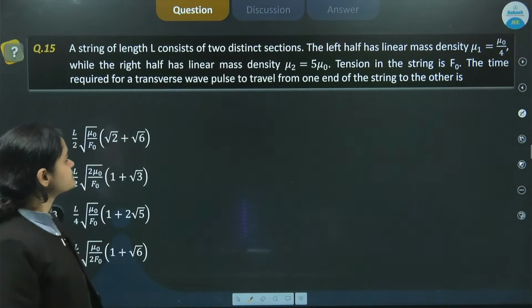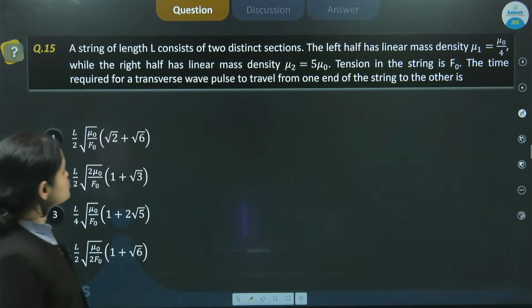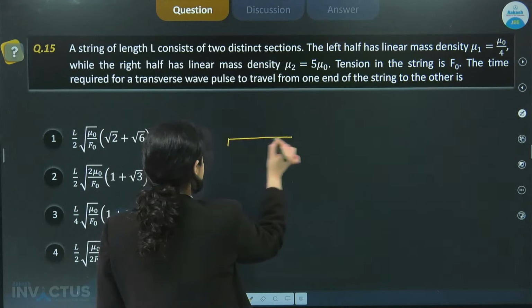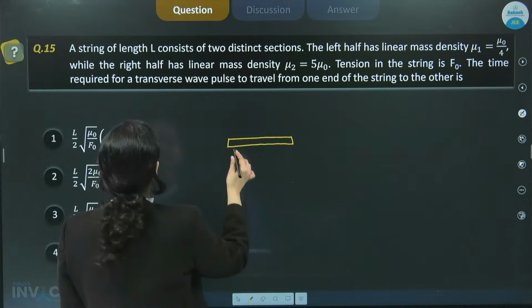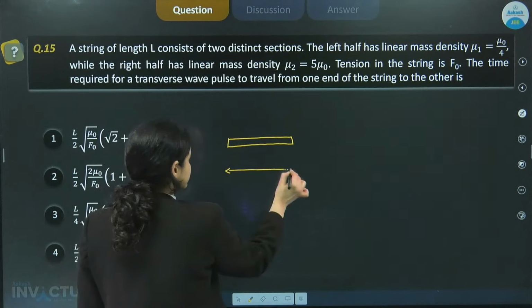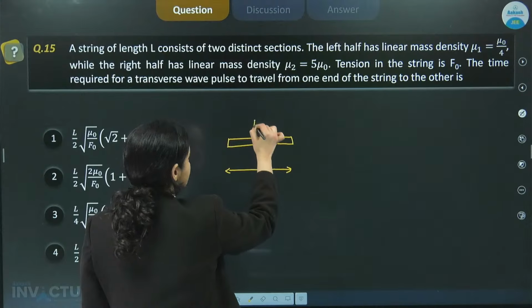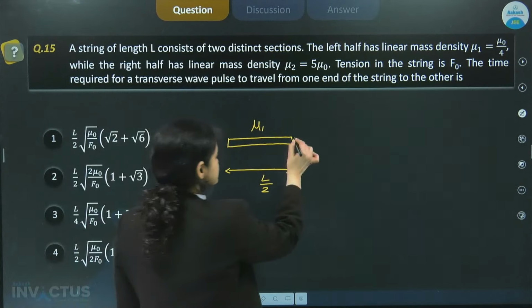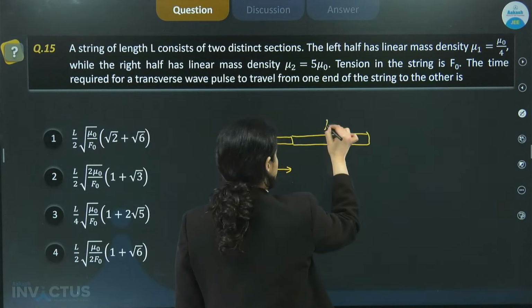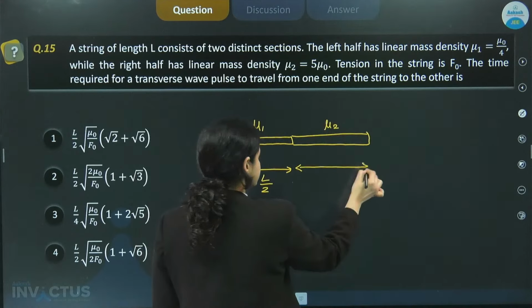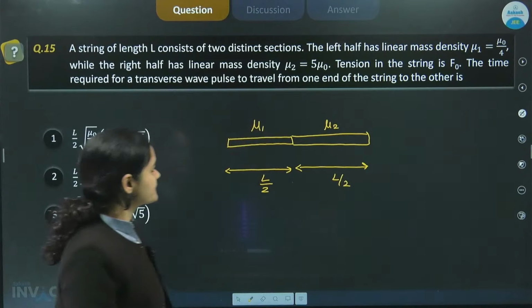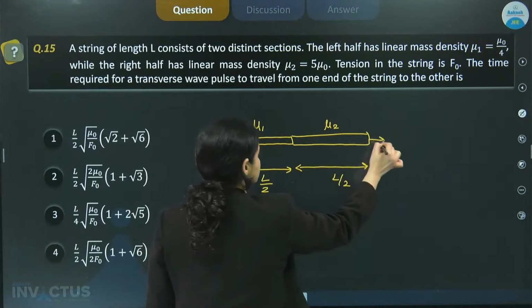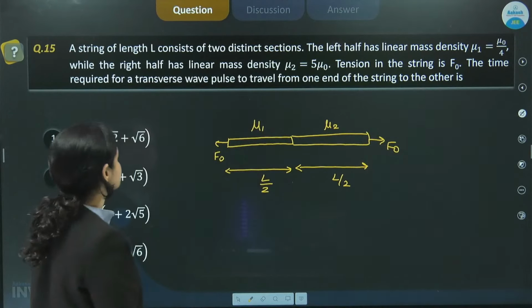Question number 15. So it's a string which consists of two different sections, two distinct sections. एक section ये है length. Alright, तो ये L by 2 length का है. इसका mass density, linear mass density is given for this. The other one is mu2, इसका mass density is mu2 but the length is L by 2 only. So the tension which is created in the strings is F naught. Alright, so T is equal to F naught.